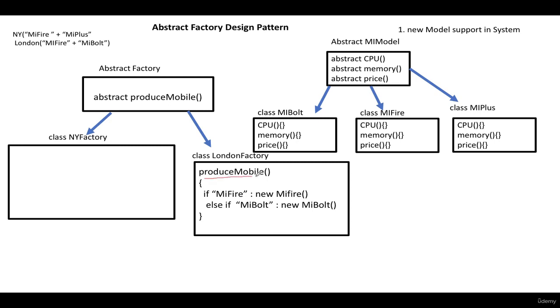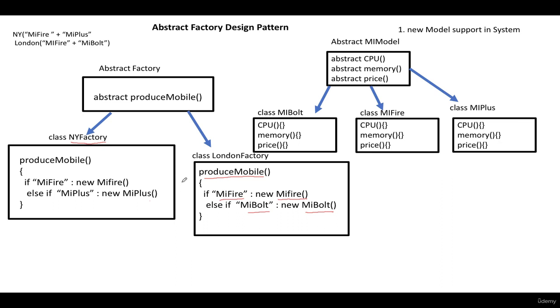So we have the method, that is produce mobile. This is the abstract method, and here if the customer passes MI fire, then we create an instance of the MI fire class, and if it passes MI bolt, then we create an instance of MI bolt. The same concept will apply here also. So in the class New York factory, we have the method produce mobile, and here, according to the query that the client will pass, we create the if and else if branches. If it's MI fire, we create an instance of MI fire. If it's MI plus, then it creates an instance of MI plus.